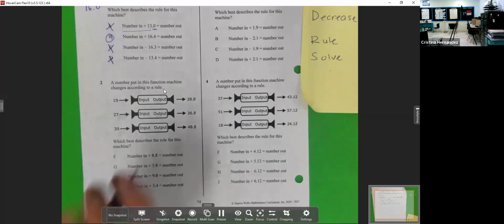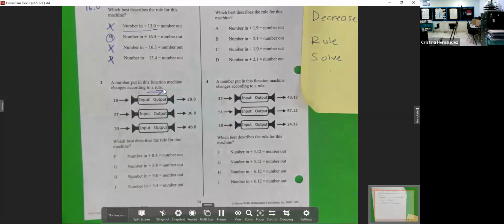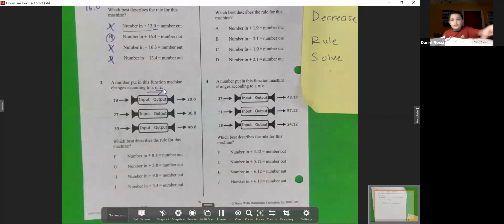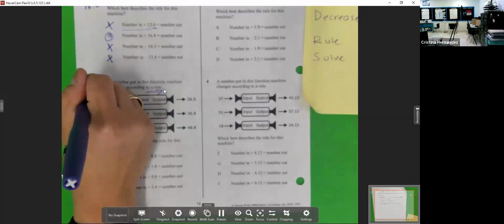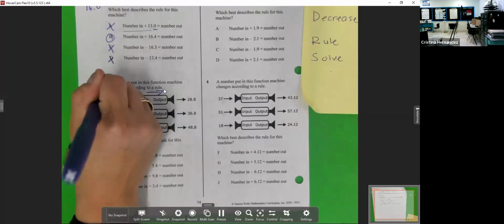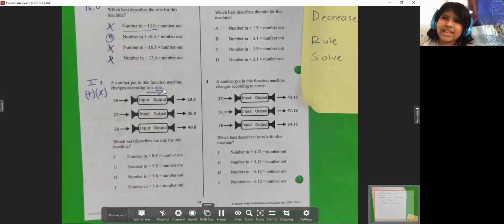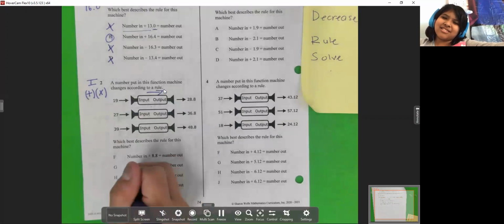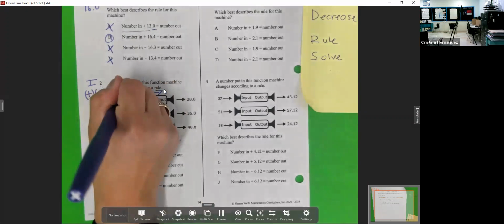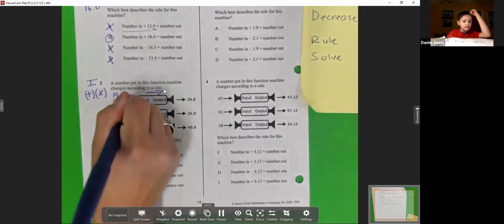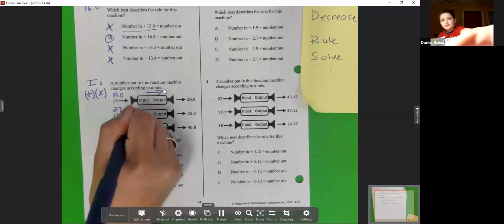Let me set a timer for y'all. You are going to do it. Also increasing. Okay, increasing, which means you're either adding or you are multiplying. We can get rid of J because we're not multiplying decimals. And then you better put 19 point. Never mind.